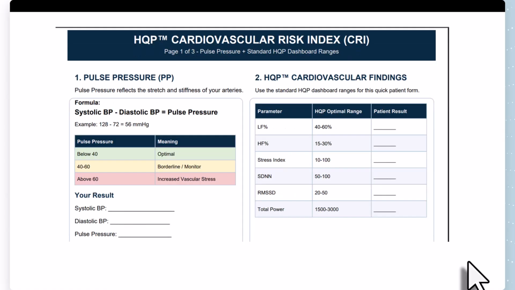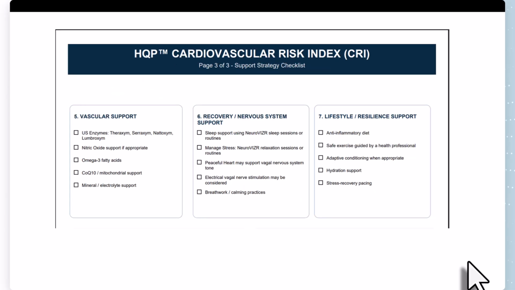Let me keep going. That's the vascular section: what are you going to do about it once you have these issues? In the vascular support section, when there's an issue here, we like to use enzymes. You can use anybody you want. I use Therazyme, Cerazyme, Natozyme. If it's not too bad, I may just use Lumbozyme, but if it's a high-risk score, I may use all three. Sometimes I'll use a nitric oxide support if appropriate. I may use omega-3 fatty acids, CoQ10, mitochondrial support, and some minerals.